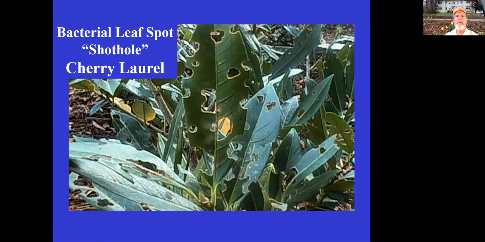This one always looks to me like an insect did this, shot a hole in it, but really it's a bacterial leaf spot. They call it shot hole, as if someone shot a gun. But it's very common in cherry laurel and ornamental cherries, or even production cherries get it quite a bit.